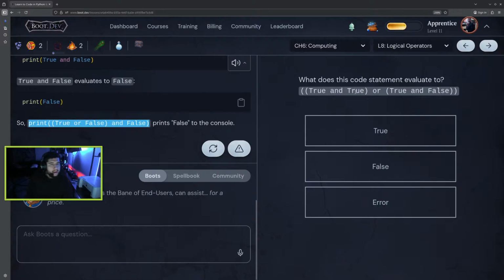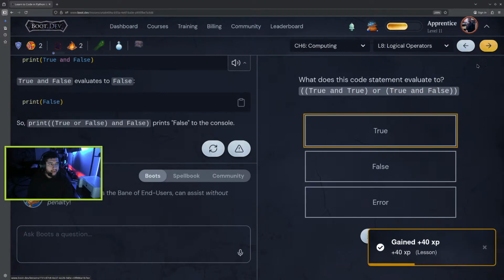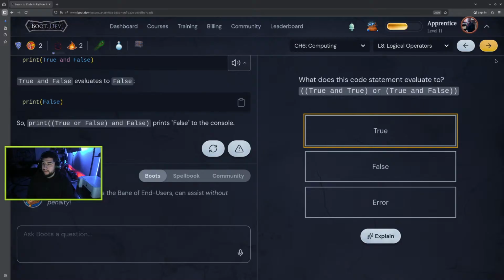Okay. What does this code statement evaluate to? So true and true, that is true. Or, okay, so the first one here is true, or true and false. So this is false. So if it's one or the other, true or true, then it's true. I don't know if you guys caught on to what I did right there.